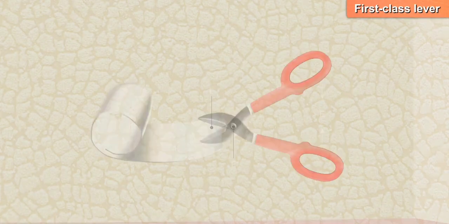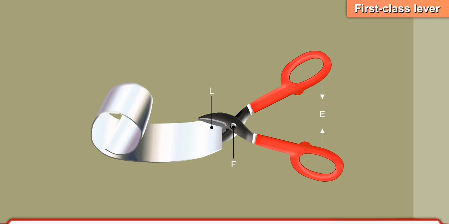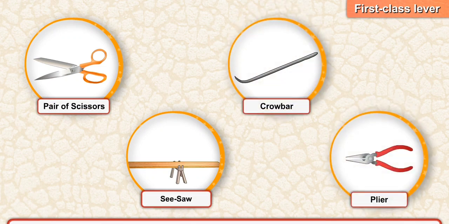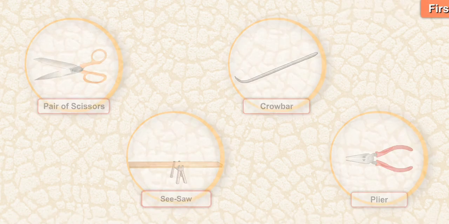First class lever. In first class lever, fulcrum is located between the load and the effort. A pair of scissors, seesaw, crowbar, and plier are examples of first class lever.